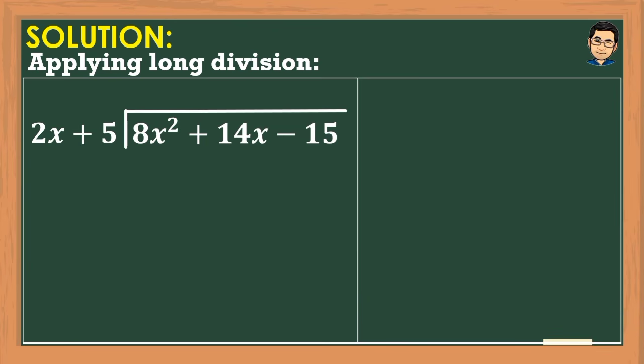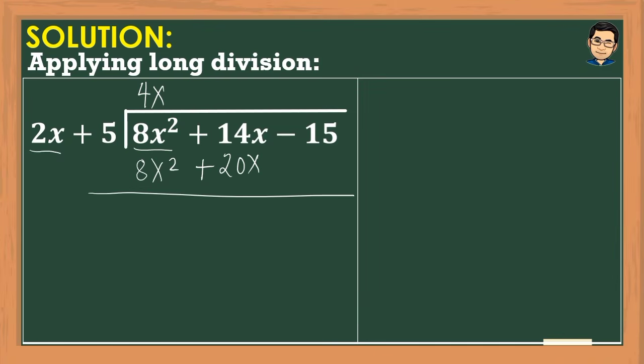So, let's start. 8x squared divided by 2x, that is 4x. So, isasubtract kasi natin yung exponents using quotient rule. So, 2 minus 1, kaya x na lang po. And then, 4x, babalik natin. Mumultiply natin sa 2x plus 5. And that is 8x squared plus, so 4x times 5, that is 20x. And then, yung 8x squared plus 20x, papalitan po natin yung mga sign. And then, we proceed to addition.